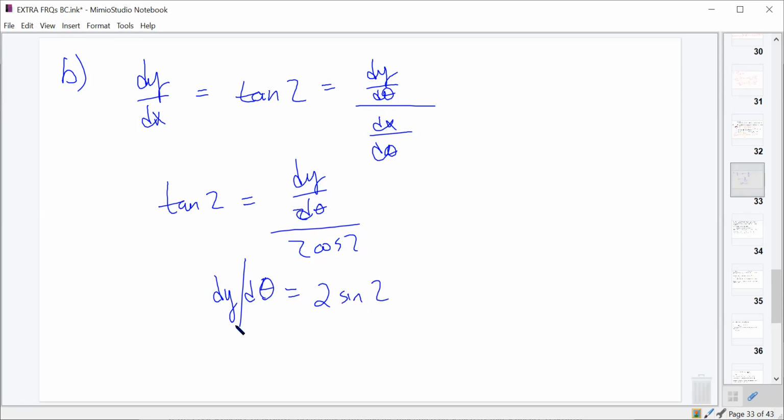So 2 sine of 2, since you have a calculator, you can approximate that out if you wish. It's fine to leave it as 2 sine of 2 also, though. But it approximates out to 1.819. Everybody good there with part B?